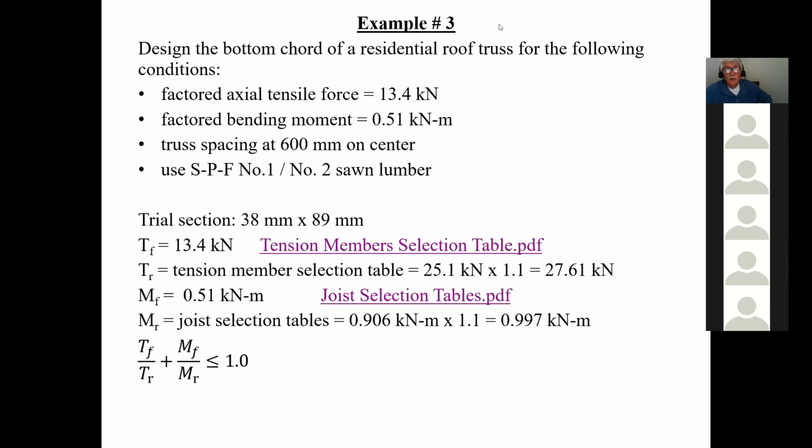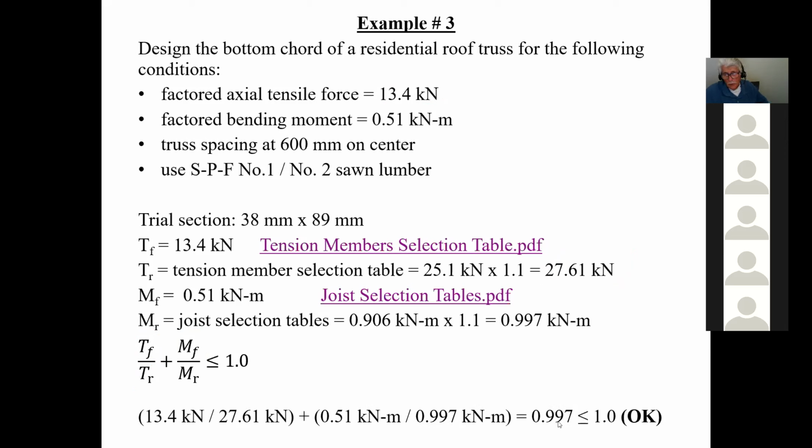So now, here's the interaction equation, okay? So I simply have Tf, which is what's given to me, and of course, this you get from your analysis. Tr we got from the table, which we just calculated to be this. The Mf we got from our analysis, and the Mr we got from the table. And therefore, we simply put everything in. Oh, wow, we're at 0.997, less than 1. We're okay. So that means that a 2x4 SPF No. 1/No. 2 would be sufficient to resist the forces that it's being subjected to.